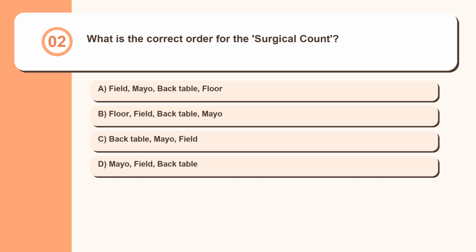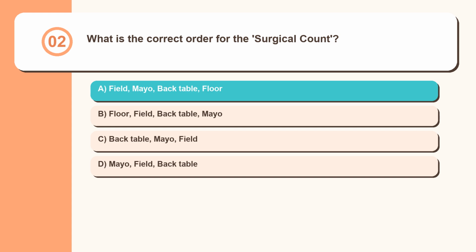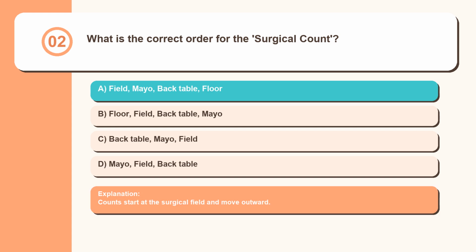Question 2. What is the correct order for the surgical count? Field, Mayo, back table, floor. Floor, field, back table, Mayo. Back table, Mayo, field. Mayo, field, back table. Counts start at the surgical field and move outward.